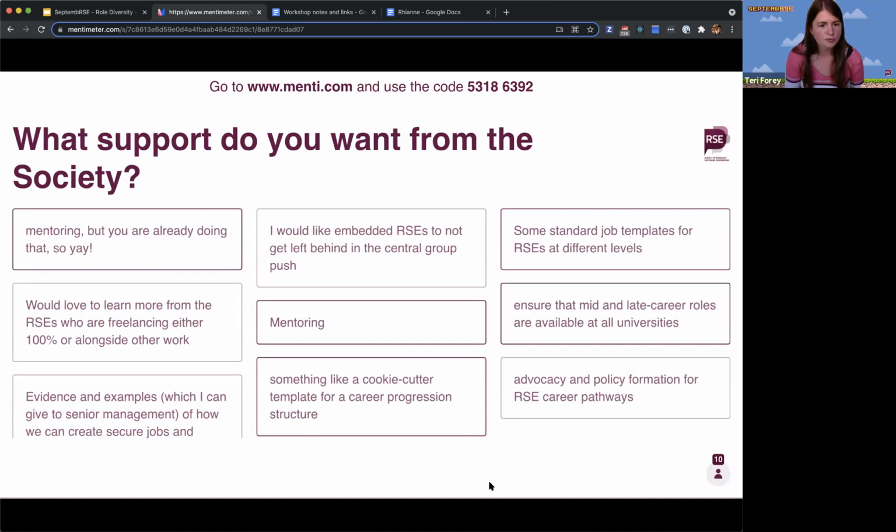Love to learn more from the RSCs who are freelancing either 100% or alongside other work. That's a good point. There is a hashtag freelancing channel in the Slack chat if you want to reach out to any of us. Ensure that mid and late career roles are available at all universities. That would be a good one, wouldn't it?